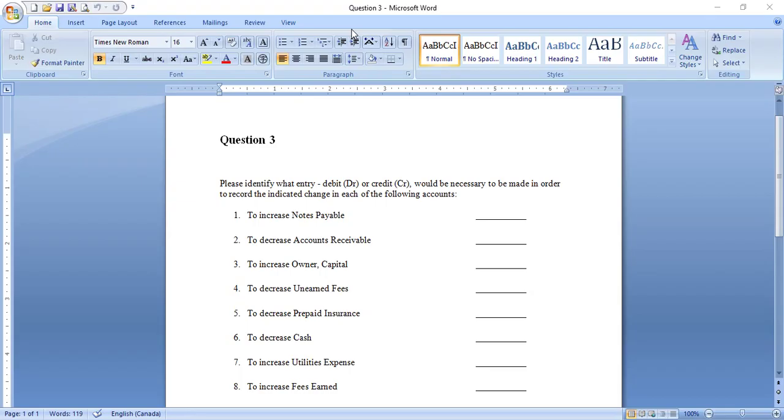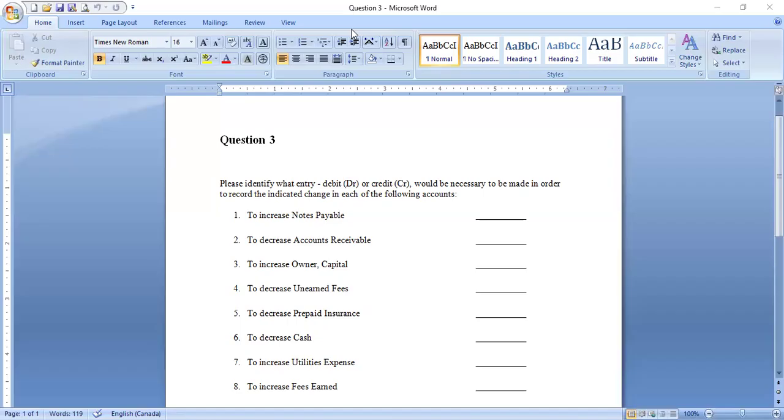Now let's go with the unearned fee. Every time we see unearned fee, that means we haven't performed the services, so that means a liability. We want to decrease it. We have to apply debit. That is correct. Prepaid insurance. That's an asset account. We want to decrease that account. We have to put credit, correct. Cash. Asset account. We want to decrease the asset. Okay. Utility expenses. Expense account. And we want to increase, debit side.